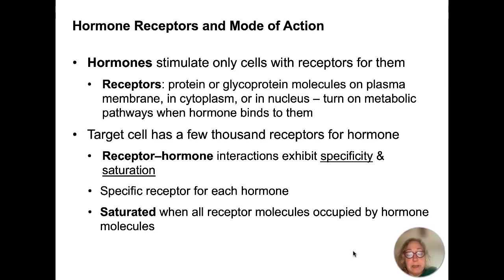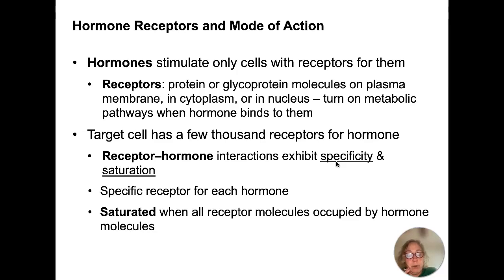We are theoretically dumping thyroid stimulating hormone all over your capillaries, right? But the only cells that have receptors are your thyroid. So it only affects your thyroid. Yes? Okay. This target cell has a few thousand receptors for the hormone, not just one. So if one of them doesn't work, there's thousands on your thyroid to intercept the thyroid stimulating hormone. The receptor hormone interaction is very specific and usually happens only at saturation.